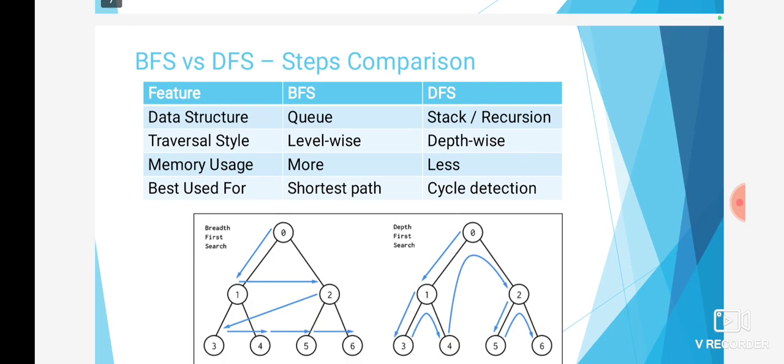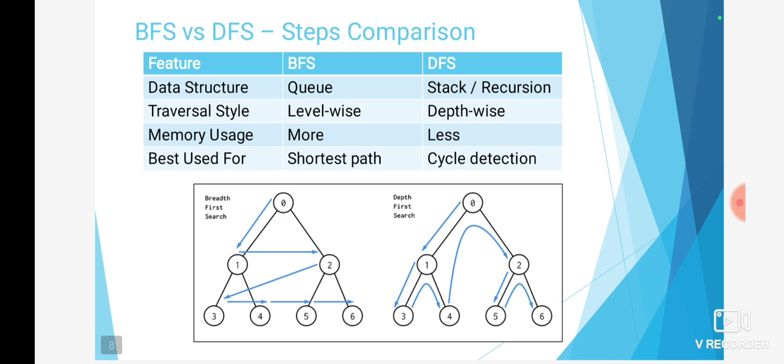Breadth first search versus depth first search. The comparison. In BFS, nodes are visited level by level, whereas in DFS, nodes are visited by going deep into the graph before backtracking. BFS uses a queue, while DFS uses recursion or a stack. Both algorithms have their own advantages depending on the problem being solved.